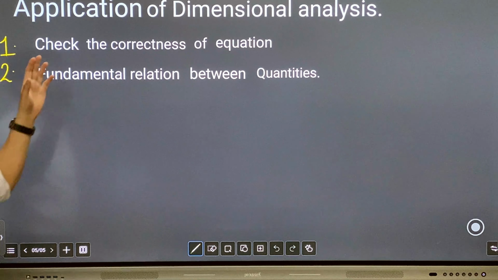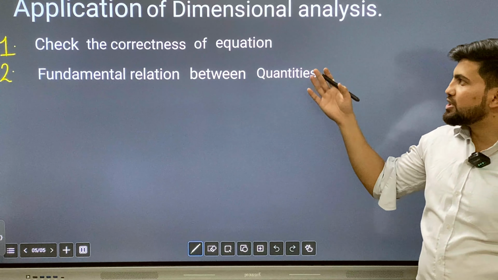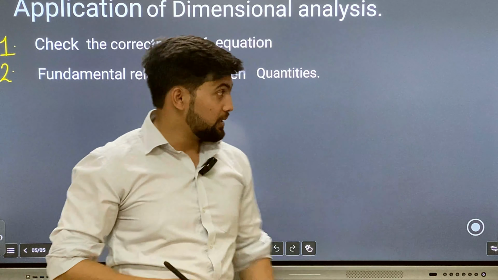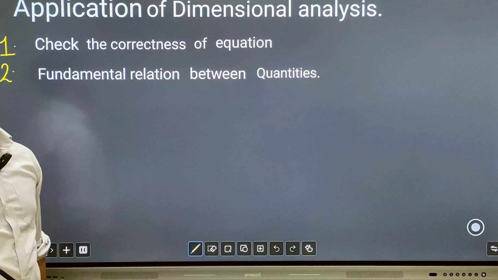Now our next topic is application of dimensional analysis. It means why we are going to touch this topic, what is the importance of this topic. Actually, we also check the correctness of any given equation with the help of dimensional analysis.